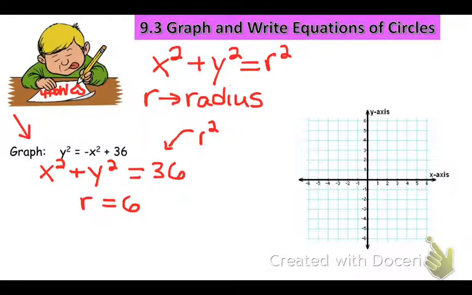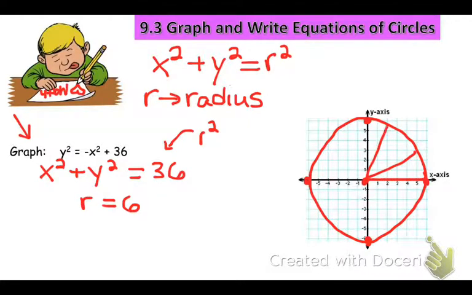So we're going to go over to the graph and put a point at all our distances from the origin, 6 units, and then we can just draw our circle. So from the center to any point on the circle, that's our radius, and it should come out to be equal to 6.